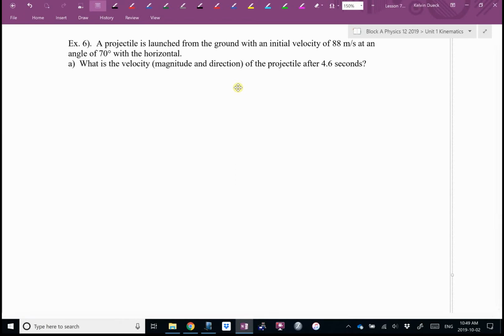Example 6, you found it okay from lesson 7? It's going to be there somewhere. Okay. Hey, I'm an adult.